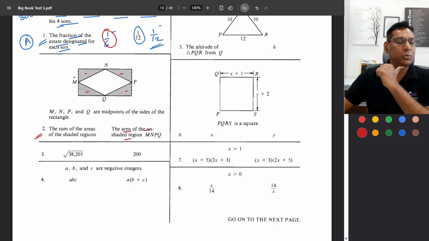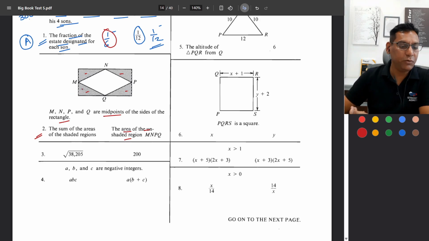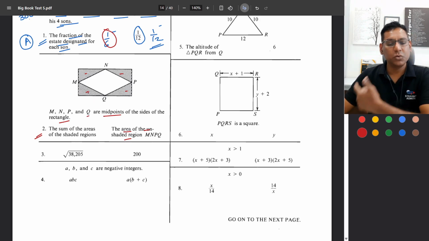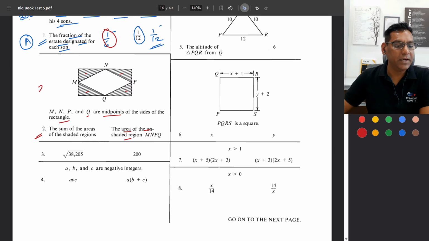M and PQ are midpoints of the sides of a rectangle. Okay, so this is a rectangle. I don't know the dimensions, so I'll have to assume some dimensions. All these points are midpoints, so it makes it easy if I take 2a by 2b as the rectangle. So this will be b, this will be b, this will be b, this will be b, this will be a, this will be a, this will be a, this will be a.